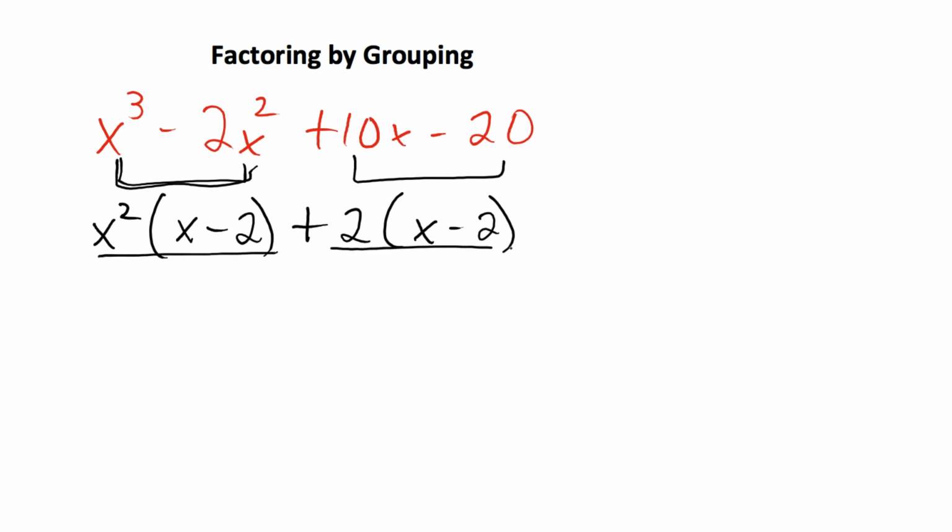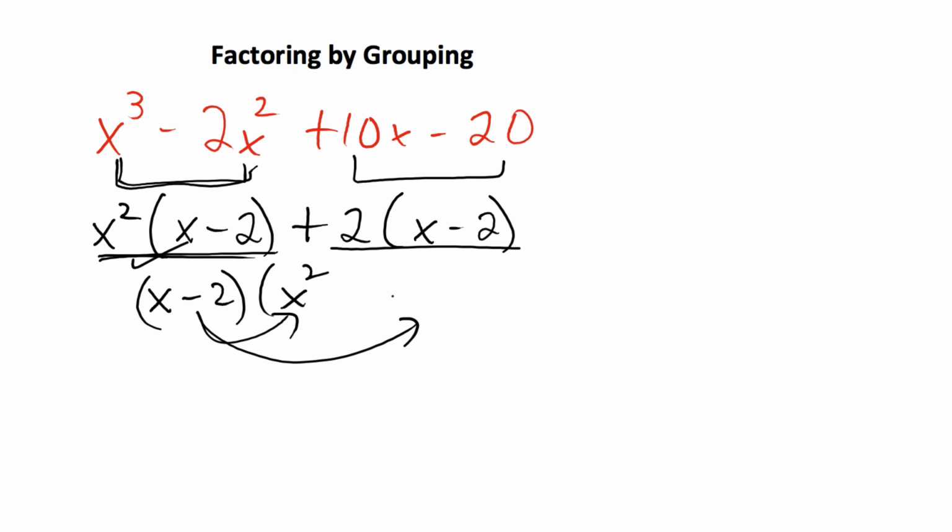And you'll notice here that we have a common factor of x minus 2, which we can then pull out. And then we know x minus 2 times x squared will give me this, and x minus 2 times 2 will give me that. And I have my polynomial factored.